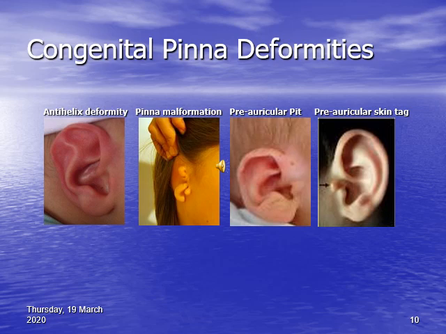Look here, there is deformity of the antihelix in the first picture on the left side. In the second picture, there is a small deformed auricle, which we call microtia. In the third picture, there is a small orifice, or a small pit, in front of the ascending crus of the helix, meaning that the patient has what we call a preauricular sinus. And in the last picture on the right side, there is a small tag in front of the tragus, which we regard as an accessory auricle.